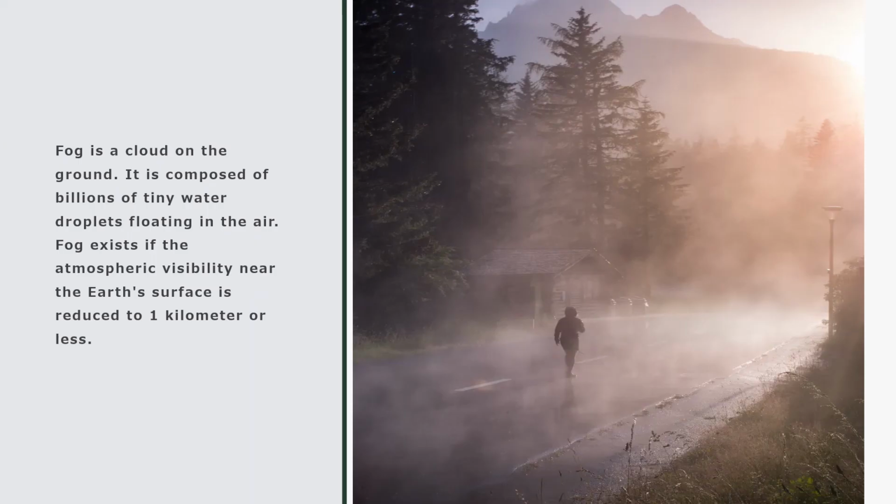Fog is a cloud on the ground. It is composed of billions of tiny water droplets floating in the air. Fog exists if the atmospheric visibility near the Earth's surface is reduced to 1 kilometer or less.